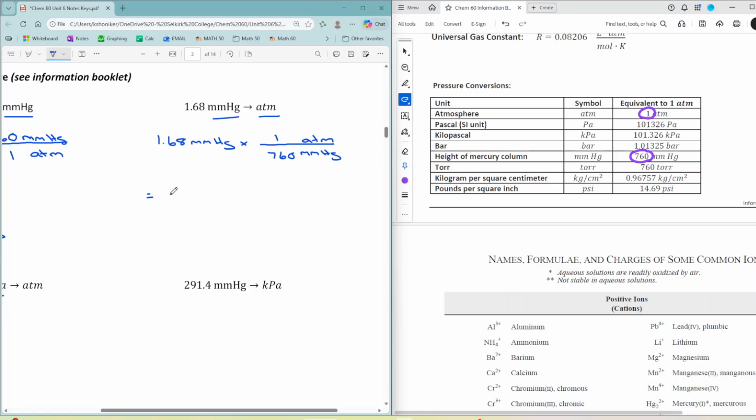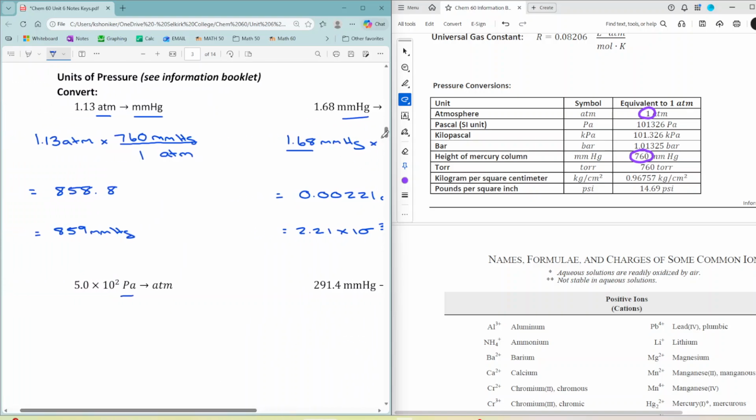So this time I'm going to go 1.68 divided by 760, and I end up with 0.00221 to 3 sig figs, and this time I'm in atmospheres, which of course, if you wanted to, you could put in scientific notation, and it would be 2.21 times 10 to the negative 3 atmospheres.